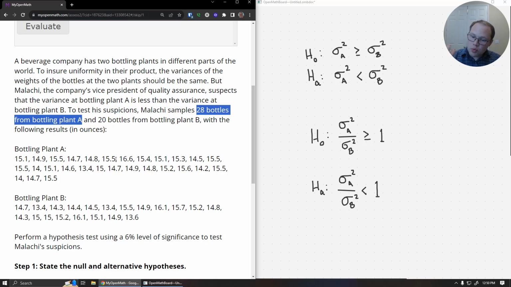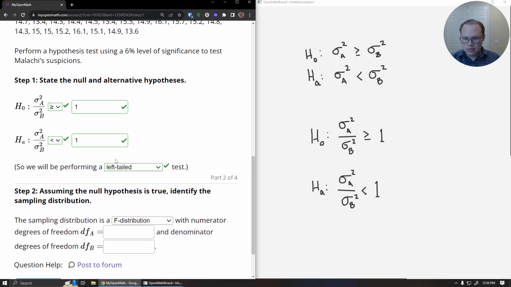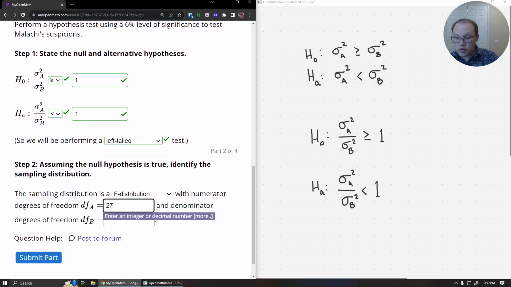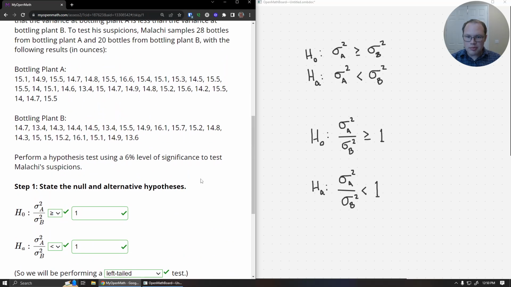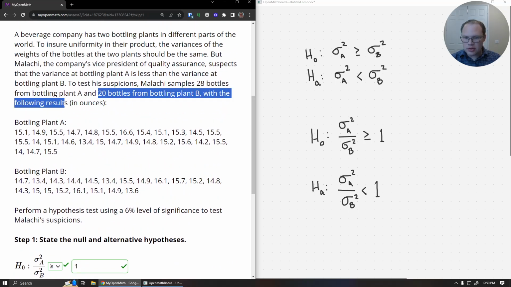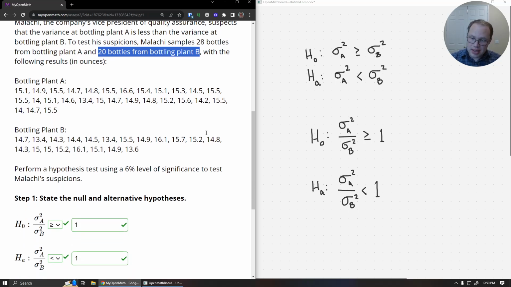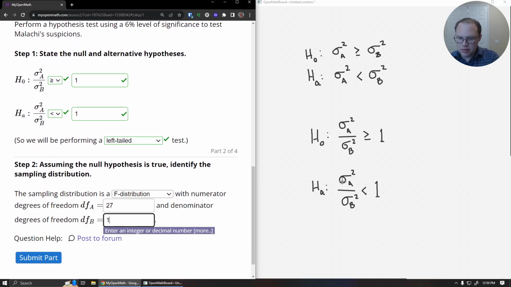Our degrees of freedom is one less than that, so our degrees of freedom is 27. And from bottling plant B, we have a sample of 20 bottles. So our degrees of freedom corresponding to that sample is one less than that, 20 minus 1 is 19. That's our degrees of freedom in the denominator, which corresponds to the population we are interested in.